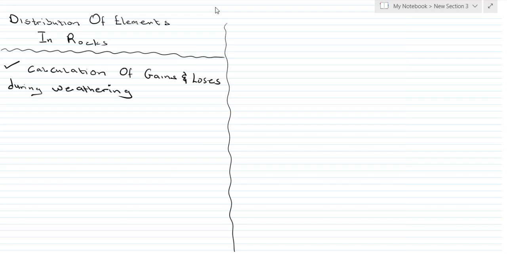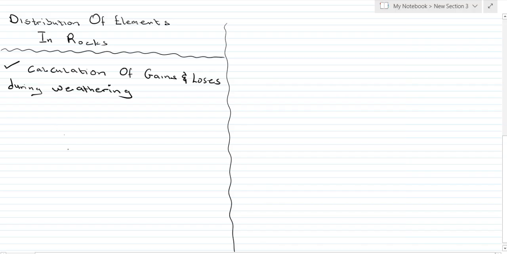In this aspect of the video, we're going to talk about the distribution of elements in rocks, and we are going to fully concentrate on calculation of gains and losses during weathering. Now, we already know that the concern of geochemistry has to do with the relative abundances of elements in rocks and in minerals. Then the second concern that Goldschmidt gave was that you have to know the distribution of the elements as well. So in this aspect, we're going to talk about the distribution of elements in rocks.